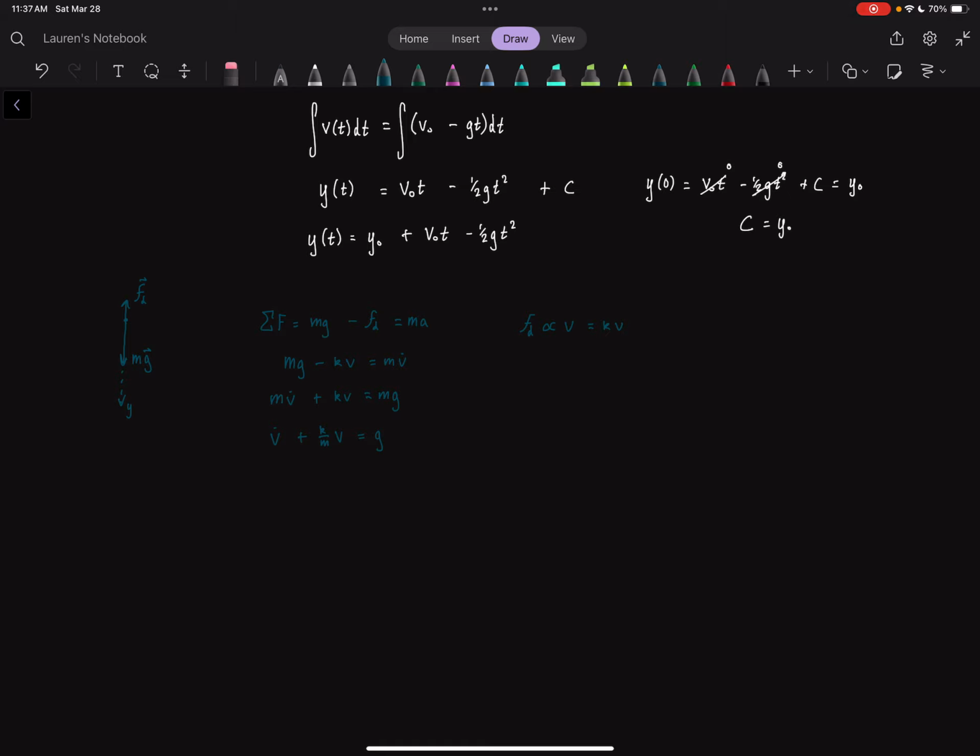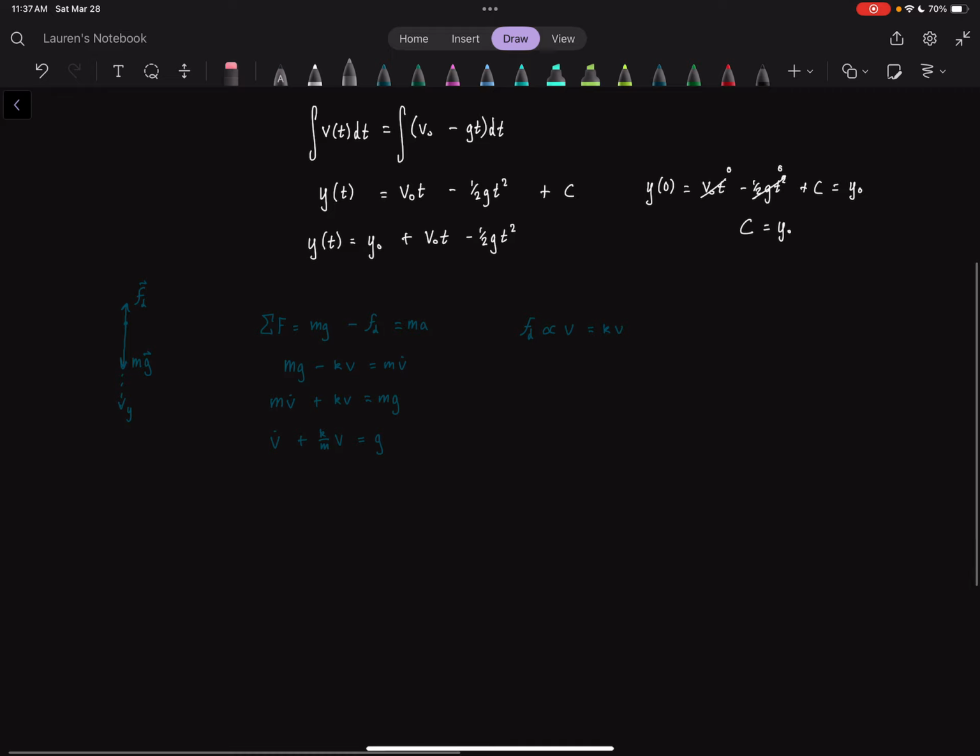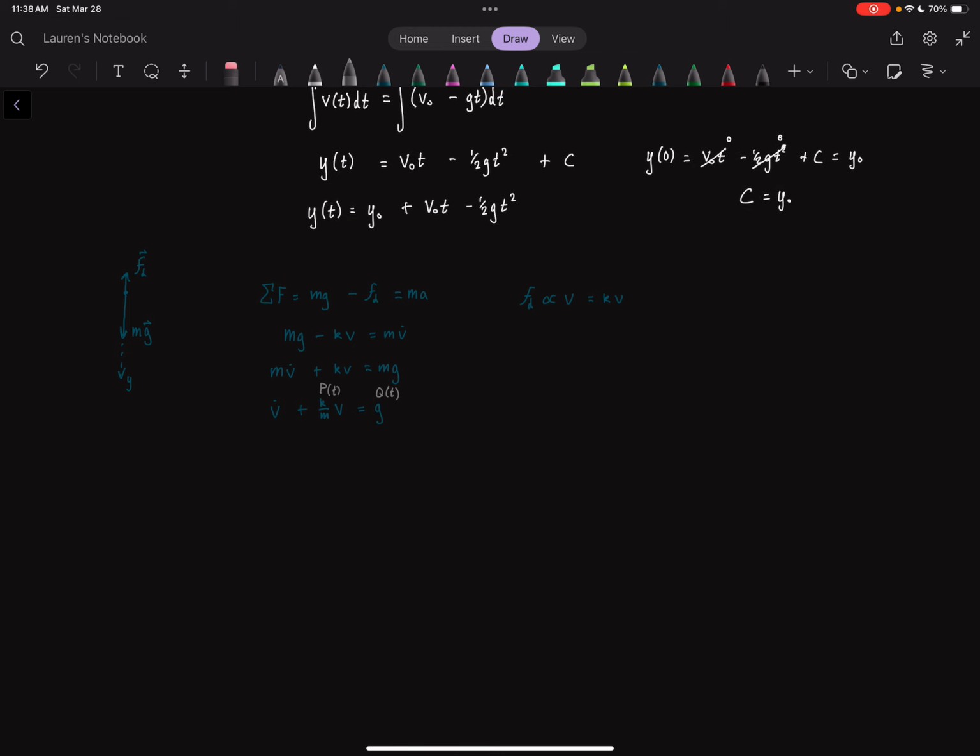So one method we can use is to identify the different terms, the coefficients, here. I'm going to say this is P of t, and this is Q of t. In the direct integration method, we identify a function I of t as being e raised to the power of the integral of P of t dt.